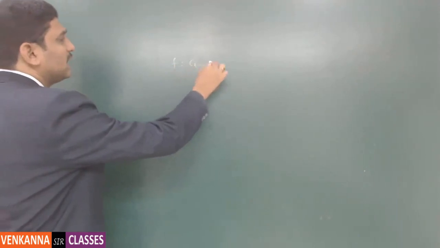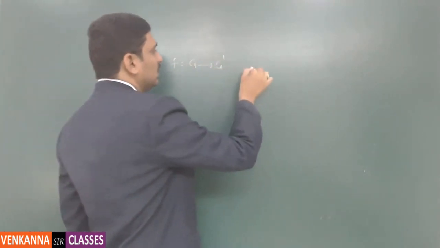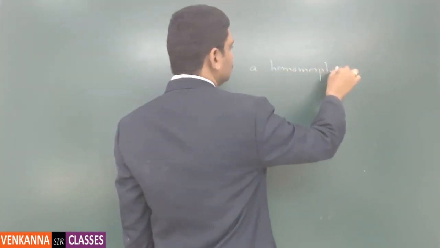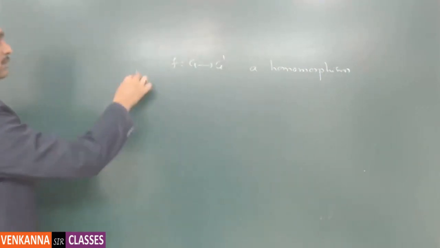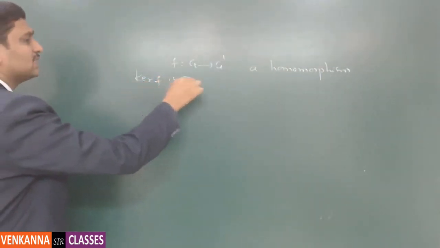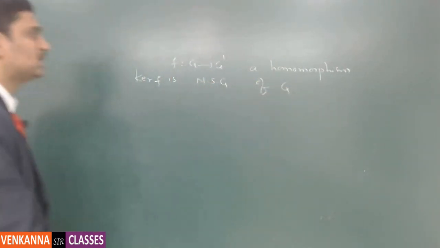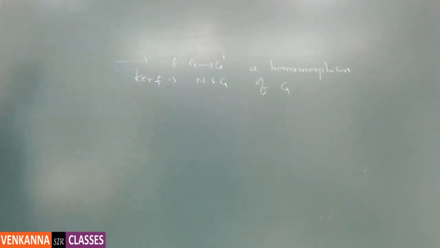First of all, if you take f from G to G dash, a homomorphism, then kernel f is a normal subgroup of G. This is one result which you need to understand. Please take a note of this, which we will discuss now, how to prove. So if you take a homomorphism from G to G dash, then the kernel of the homomorphism is always a normal subgroup of the domain.